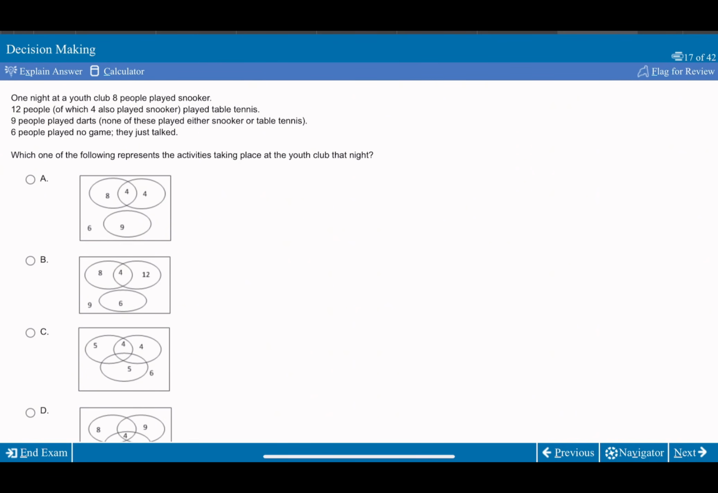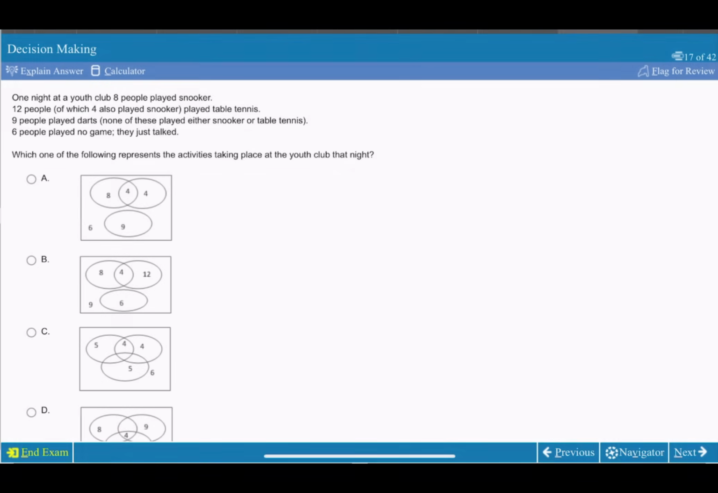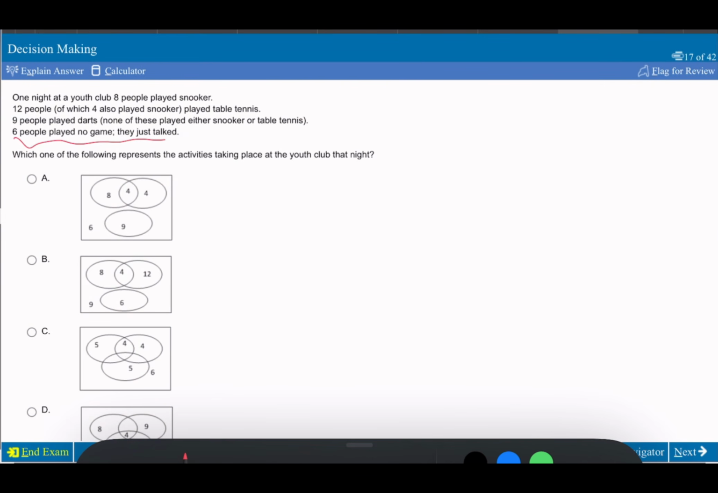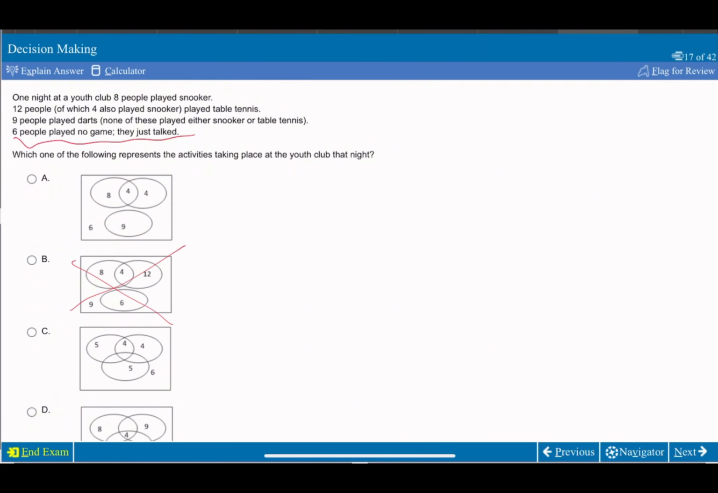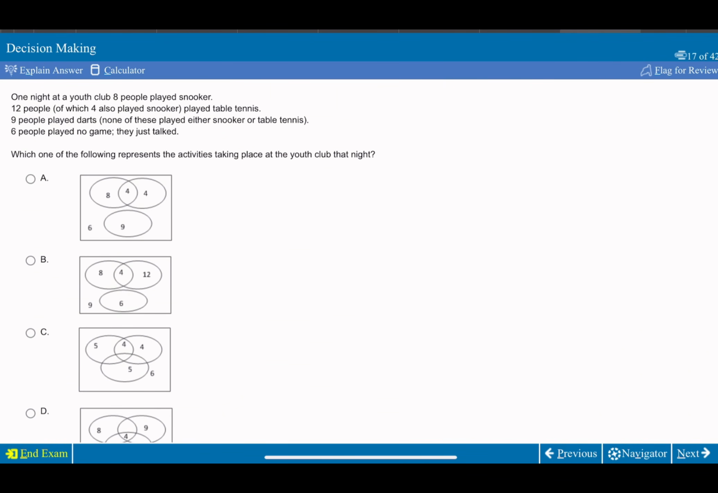Okay, so now on to the next question. This is one of those that I would skip on my first run through, but how would I actually do this? Which one of the following represents the activities taking place at the youth club that night? I immediately dive to look at the definitive ideas. It says 6 people played no game, they just talked. So it can't be B. It says 8 people played snooker. And it says 12 people, of which 4 also played snooker, play table tennis.